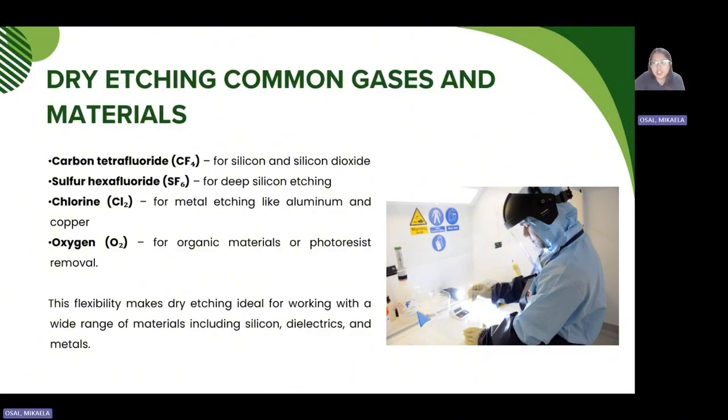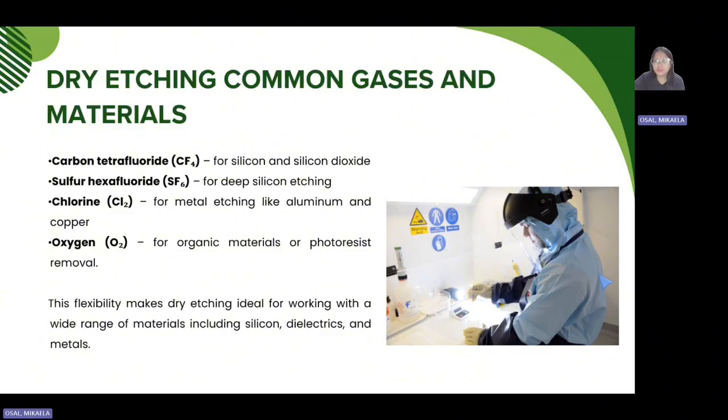So in dry etching, different gases are used depending on the material being etched, allowing for precise control over the etching process. Some common gases include carbon tetrafluoride, CF4. This gas is often used for etching silicon and silicon dioxide. It effectively removes materials from these substrates while maintaining the required precision.